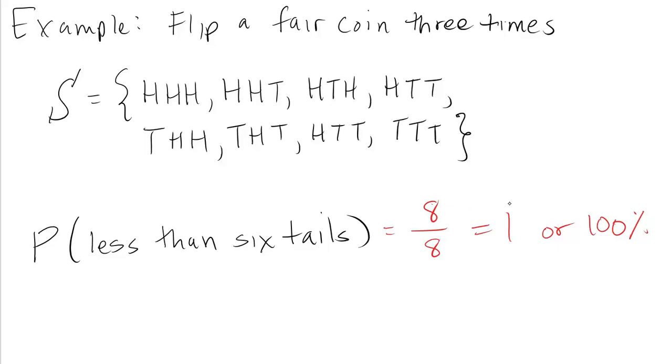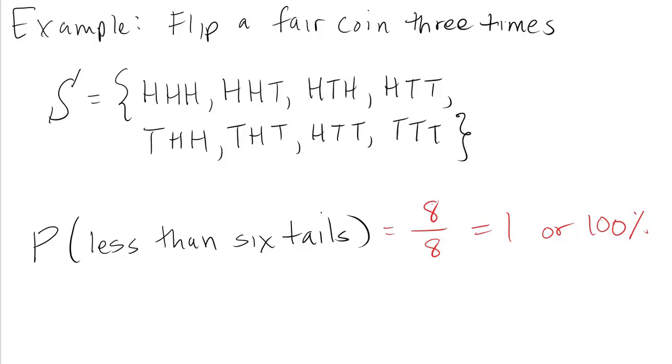In these special cases, I like to simplify as a reminder of these boundaries on probability. This is the largest number that can be assigned to a probability, 1. And it signifies that the event is guaranteed to happen. It's a certain event. You always get less than 6 tails because the maximum number of tails you can get in 3 flips is 3.